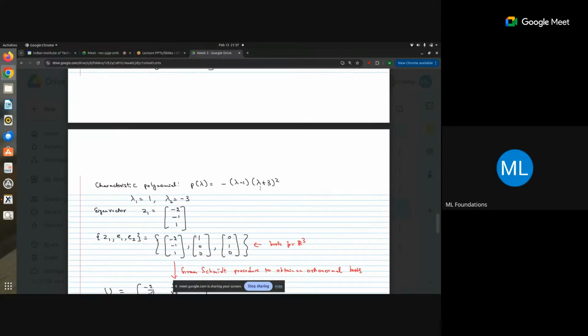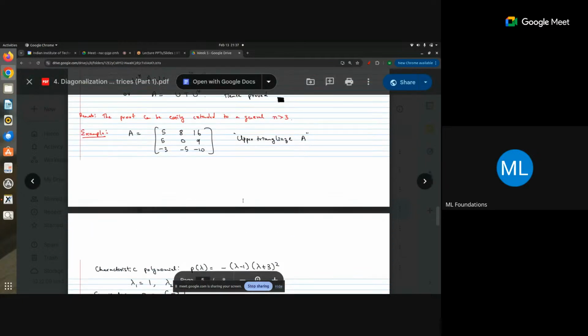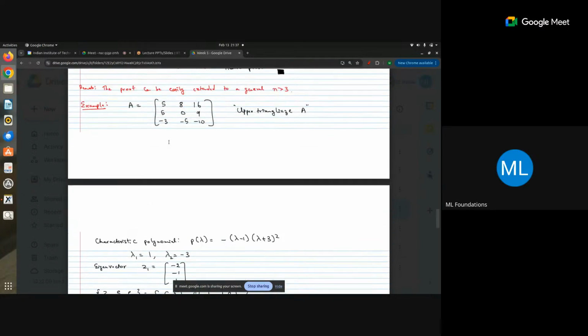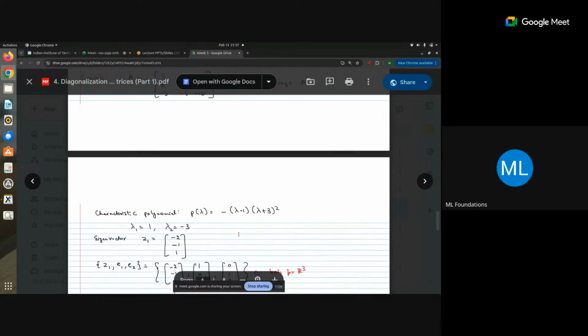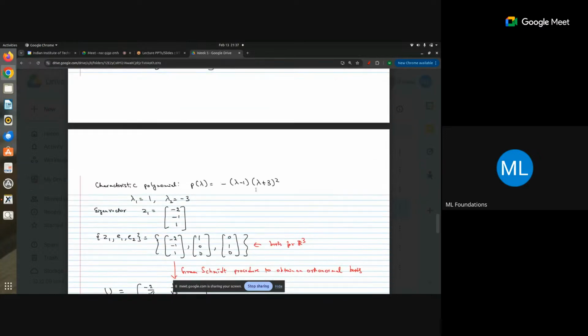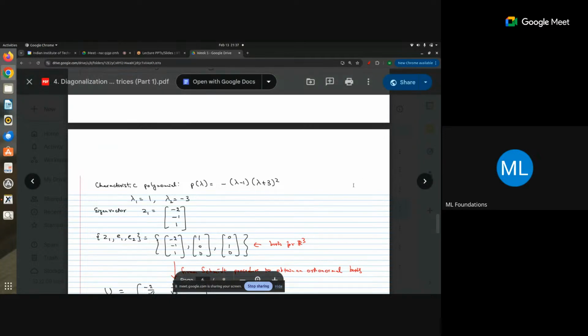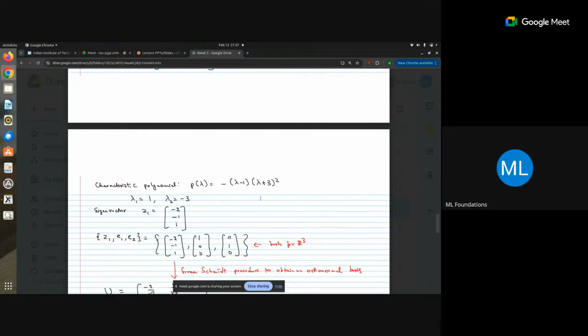What are the eigenvalues of A? First of all, see this part, and then we'll try to solve it. If I do the characteristic polynomial, we can find it out. The eigenvalues are 1, minus 3, minus 3, right? It will actually have 3 eigenvalues, with a repeated eigenvalue.